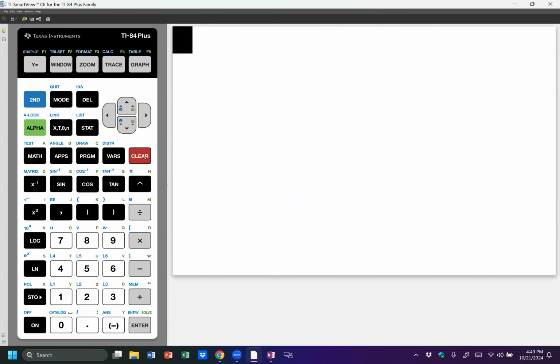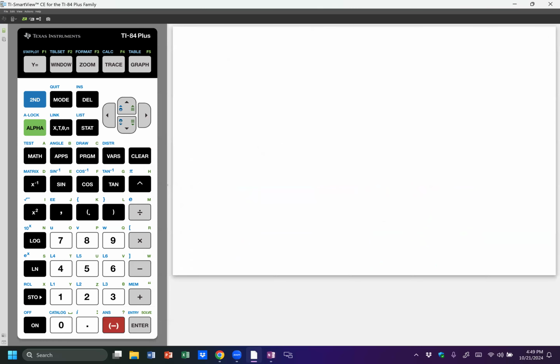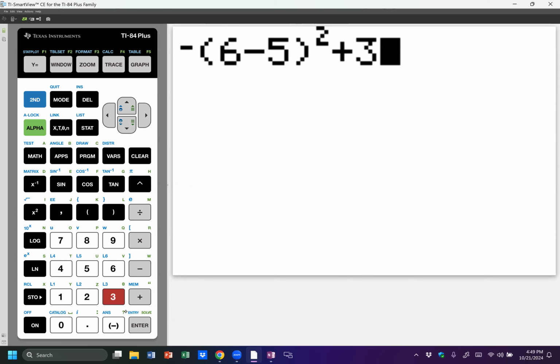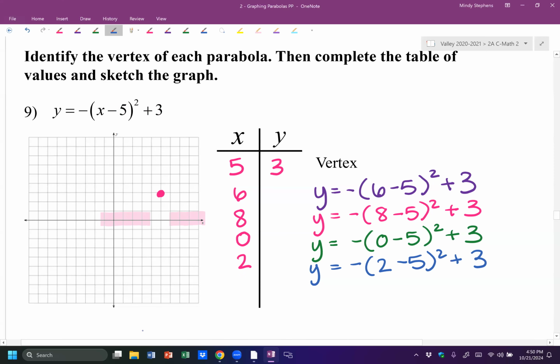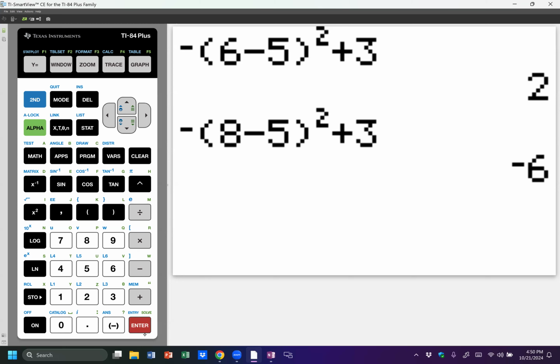So the first one was 6. So negative, 6 minus 5 squared plus 3. And make sure you have that negative in the front. So that's going to be a positive 2. Then I'm going to enter the 8 in. So I have negative, parenthesis 8 minus 5 squared plus 3. So that gives me a negative 6.